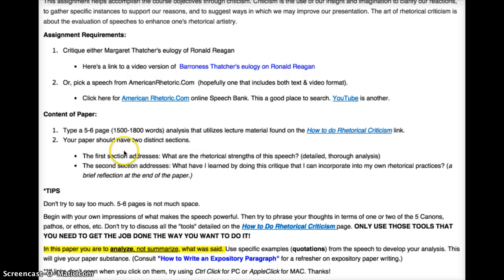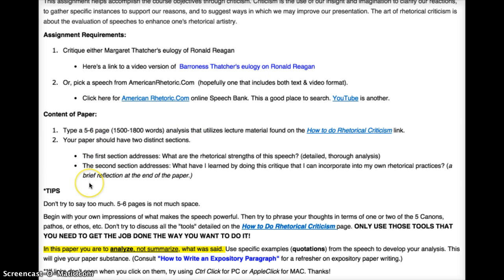Your paper should have two distinct sections to it. The first section would address what are the rhetorical strengths of this speech. It should be a detailed, thorough analysis. And again, we're really looking to see what the speechwriter and the speech maker, so the person who does the delivery, what they have done well with a speech. We're looking to see what they've done well so that you can then incorporate some of those aspects of content and delivery into your own speech.